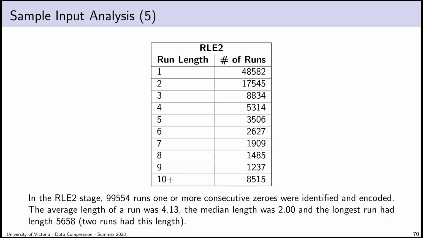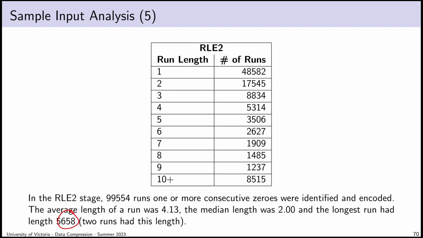If I look at all the runs of zeros, the average length of a run was about 4.1. The median length was 2, so the majority of runs are length 1 and 2. The longest run, though, had length 5,658. There actually were 2 runs with exactly that length. And that's likely the result of the BWT and Move-to-Front identifying certain extremely common patterns and capitalizing on that. The next longest run length after 5,658 was, I think, around 1,800 or something. So it's not like there are too many runs in the thousands in length, but there were at least 2 runs that were in the thousands of characters in length.